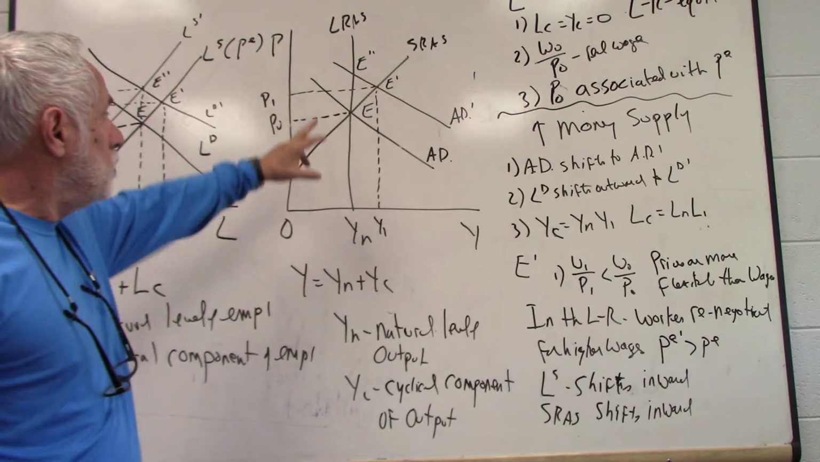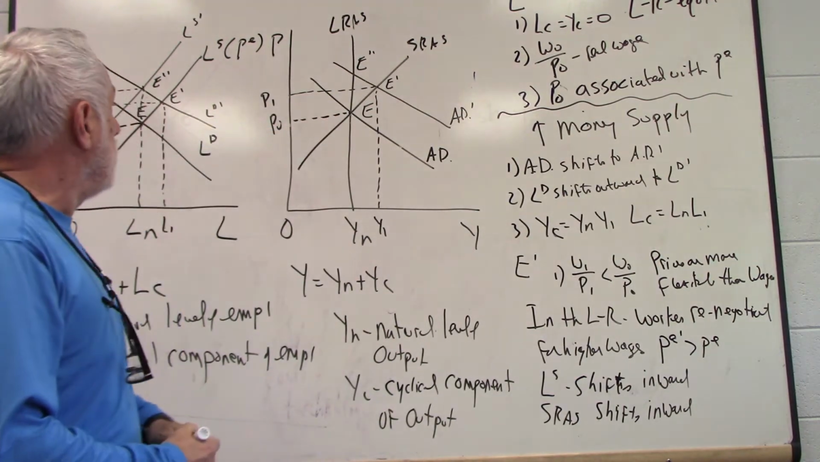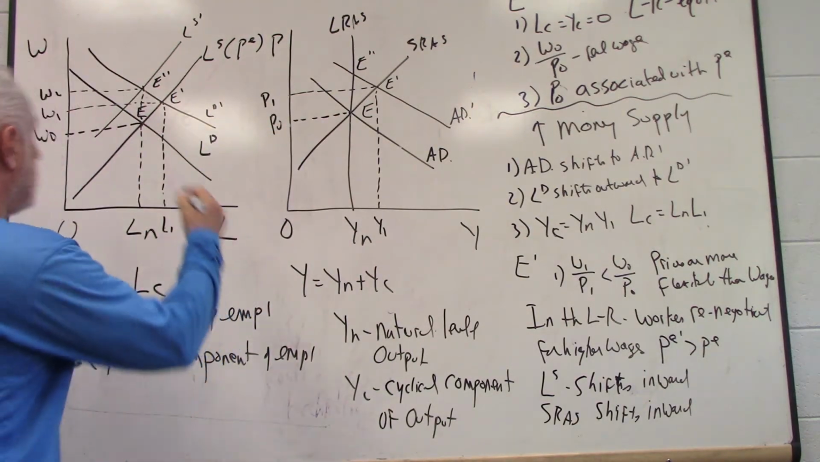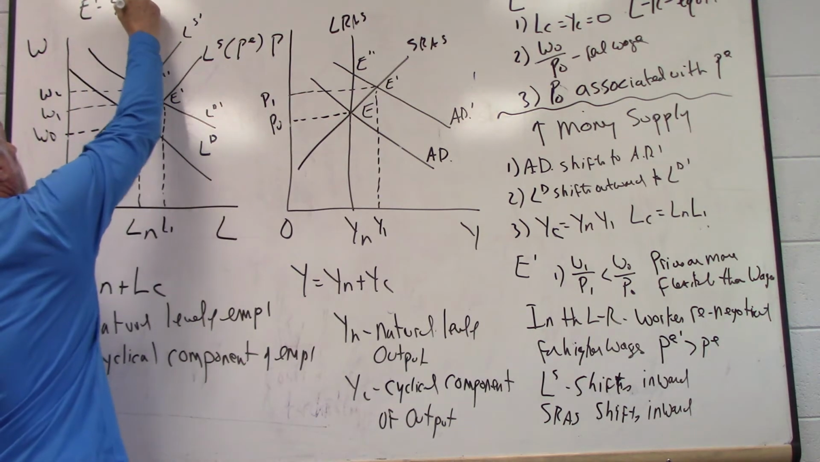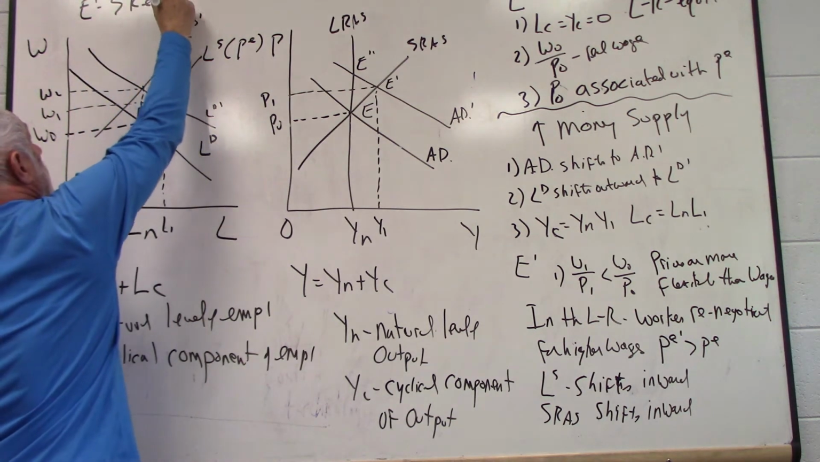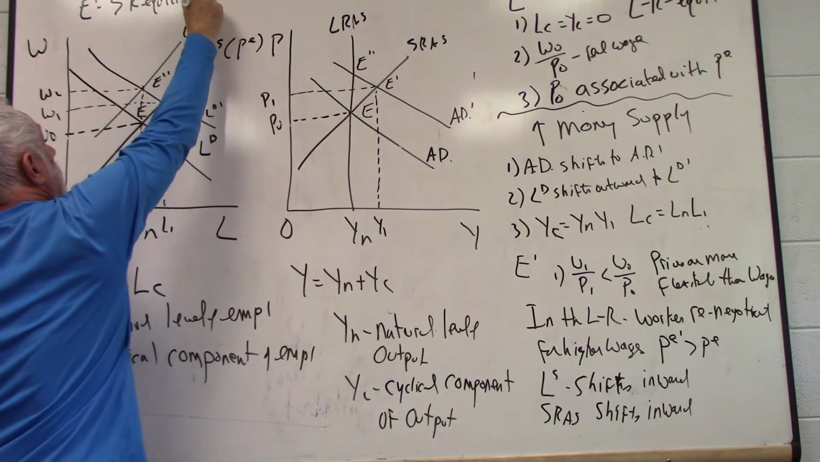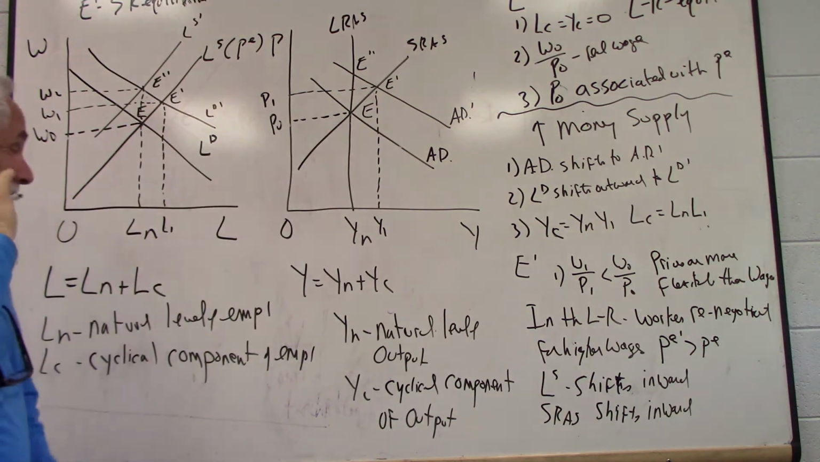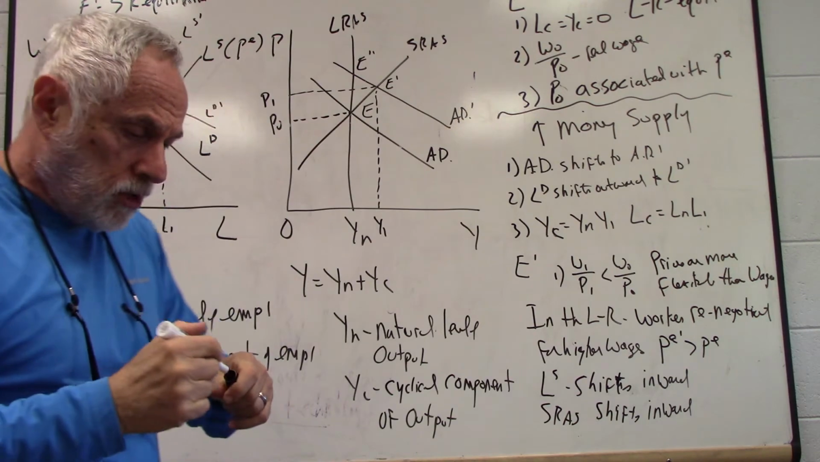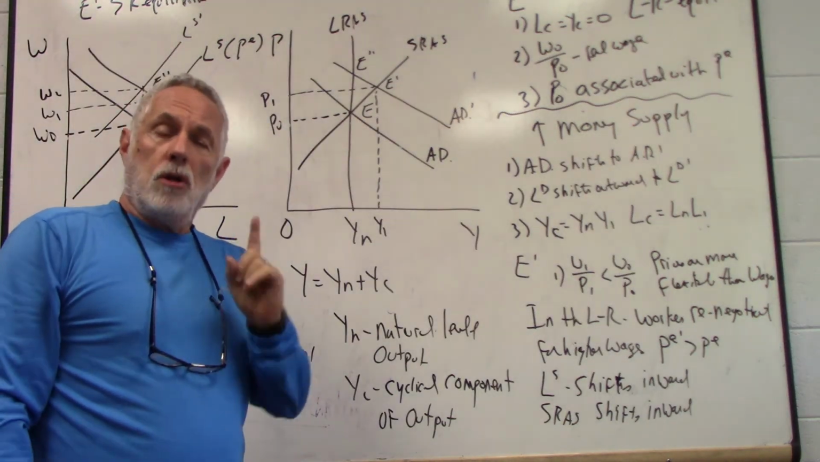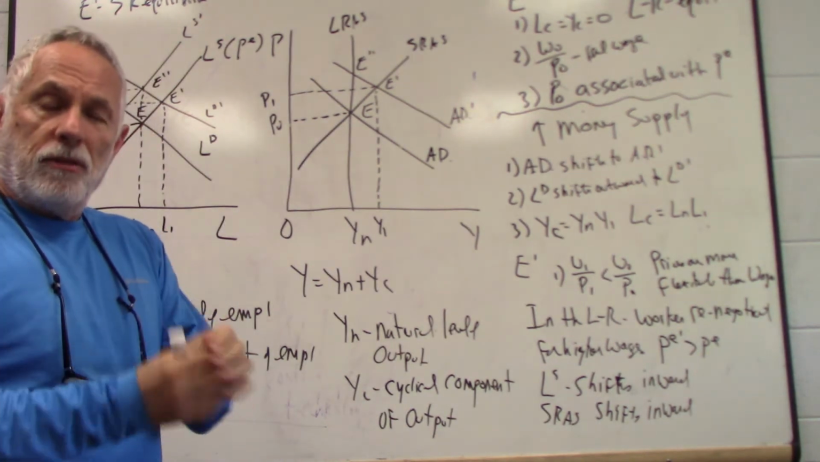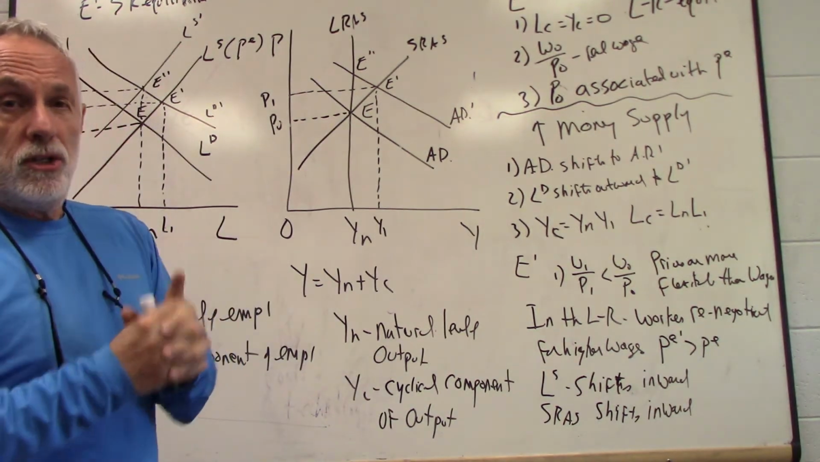Okay? And this is what we call short-run equilibrium. Now, I don't have that written up here, so I'll put that. E prime is short-run equilibrium. Okay? So, that's not the end of the story, because now at E prime, workers are worse off because they've seen that their real wages have declined.